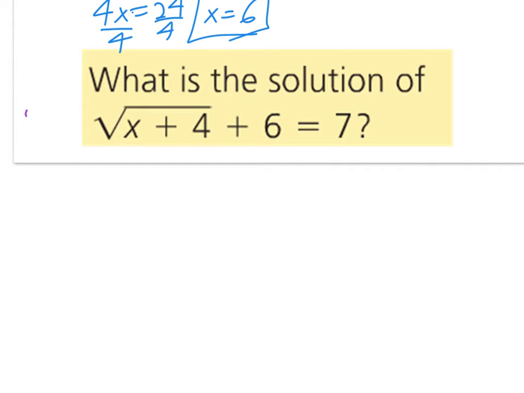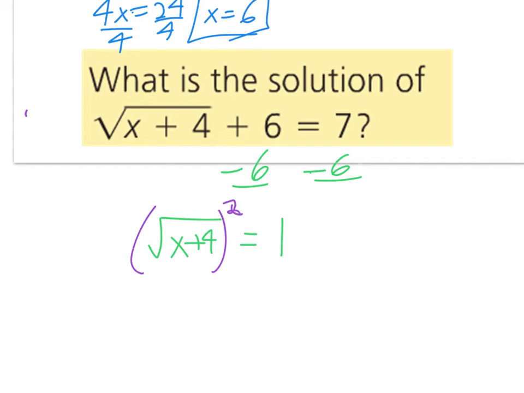This next one is practically the same thing. We'll subtract 6 from both sides. In this case, that gives us 1 on the right, and the square root of x plus 4 on the left. That will equal 1. So squaring both sides, again, the squaring just undoes the square root. You square 1, you just get 1.